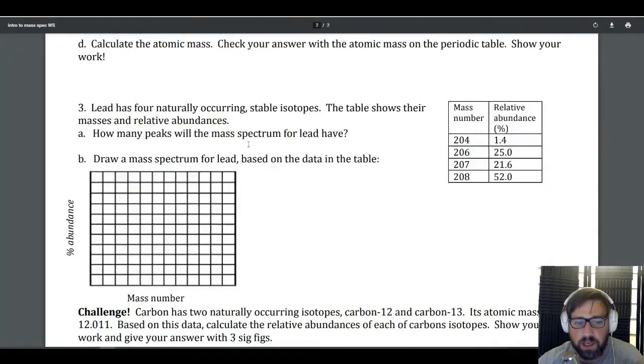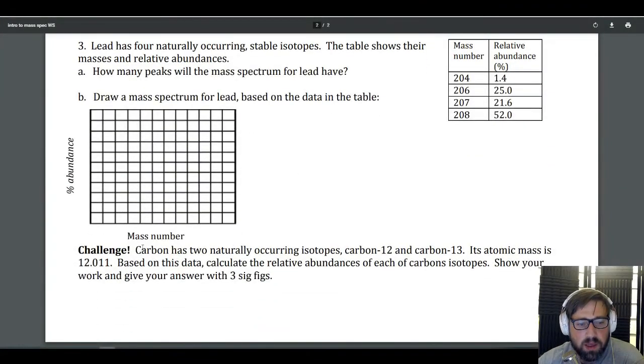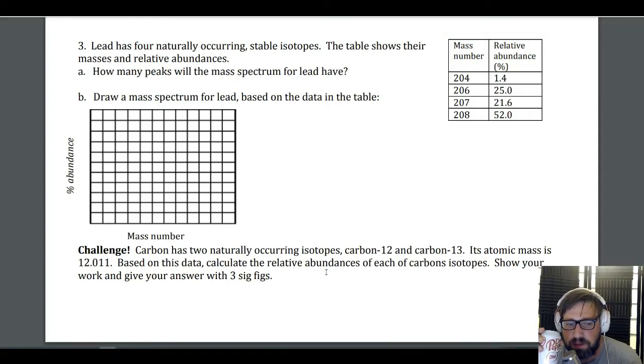Oh, thanks for hanging in there with me. Challenge! Carbon has two naturally occurring isotopes, carbon-12 and carbon-13. The atomic mass is 12.011. Based on this data, calculate the relative abundances of each of the carbon isotopes. Show your work and give your answer with 3 sig figs. This is just doing it backwards. I mean, he's just doing it backwards.